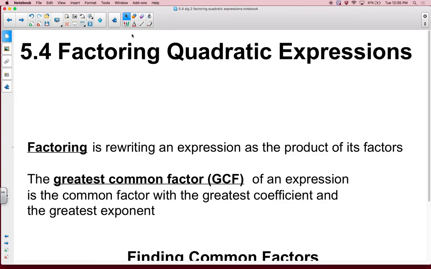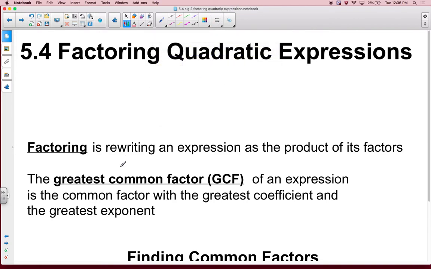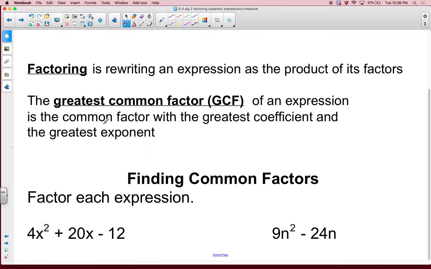Okay, welcome. Today we are going over 5.4, factoring quadratic expressions. So let's take a look at if we can just take out a greatest common factor, the GCF. And that is going to be where the greatest common factor of an expression is the common factor with the greatest coefficient and the greatest exponent. Okay, so let's take a look at those at first.